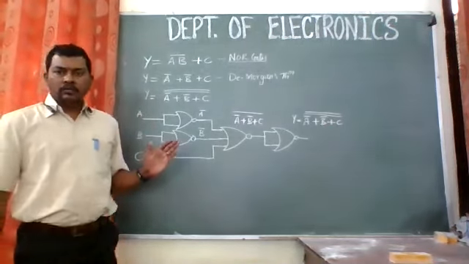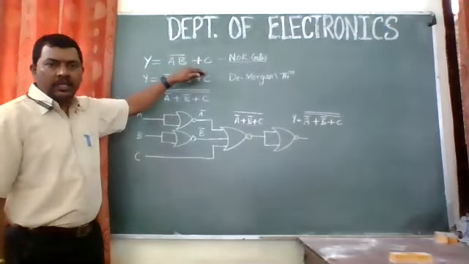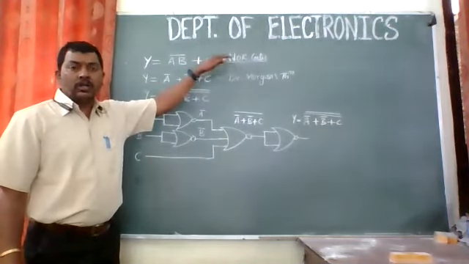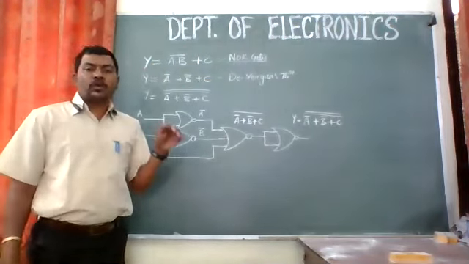What we are doing? We are trying to implement this circuit, A dot B complement plus C, by using NOR gate only. So we need to convert the whole equation into the format which is required for a NOR gate, right?